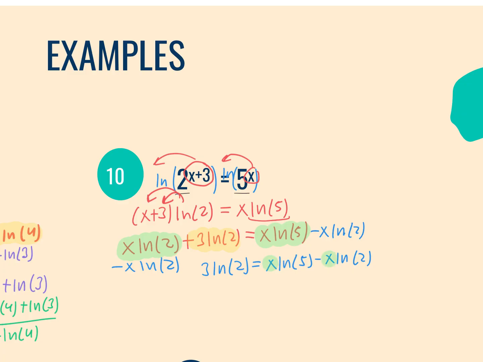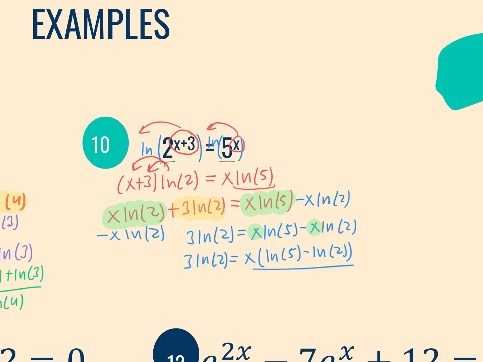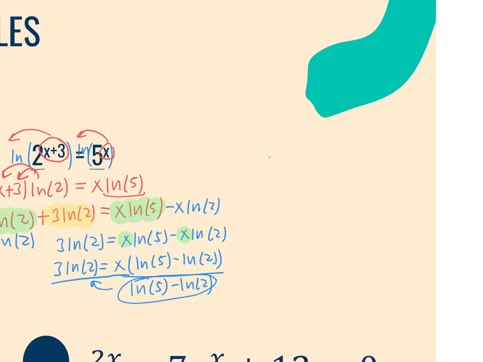All right, and then once again, just have a look at your x's, right? What we can do is factor out the x. So I'm going to get 3 ln of 2 equals x, and then in parentheses I'll have ln of 5 minus ln of 2. And then we can go ahead and divide both sides by ln of 5 minus ln of 2. All right, let me just extend that to both of them, just so that you can see it's this whole thing that's being divided to that as well, all right? So then what we're going to be left with is x equals 3 ln of 2 over ln of 5 minus ln of 2, all right? And now this is your exact answer.